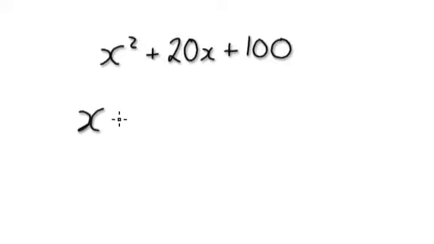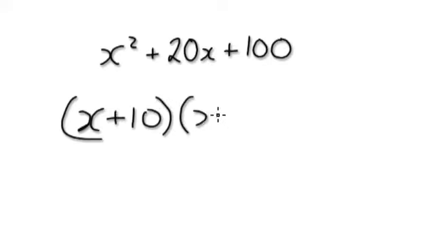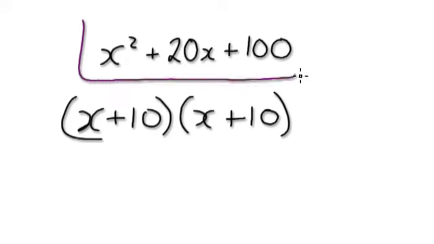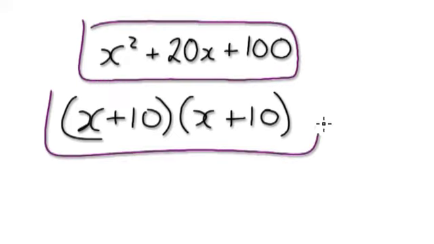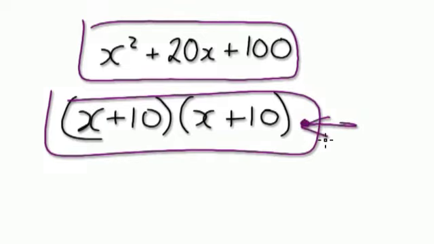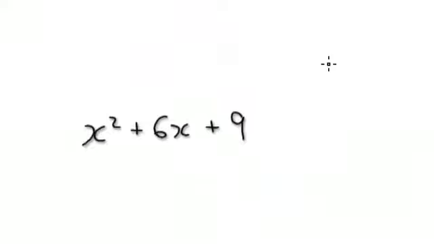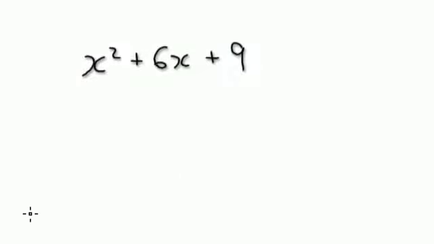So it will be x plus 10 and x plus 10. This is exactly the same as this, just written differently. If you don't believe me, multiply this out, and then it should give you this. Okay, next one here. Press pause and have a go.